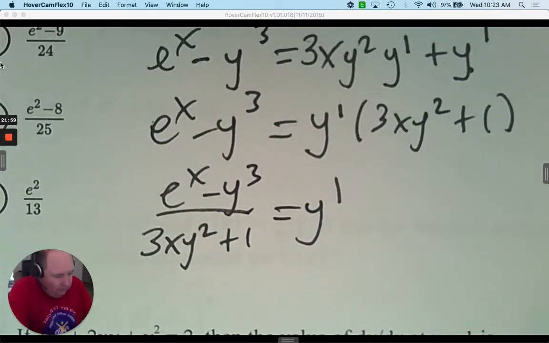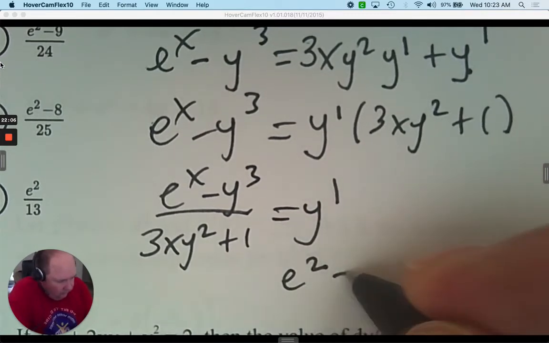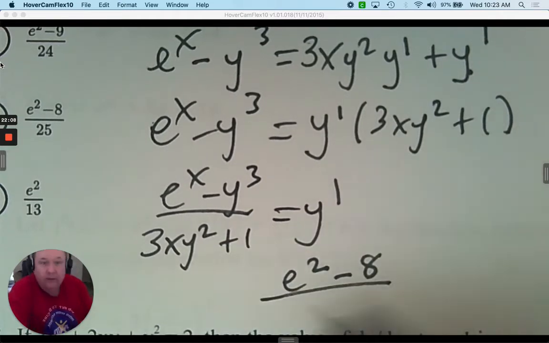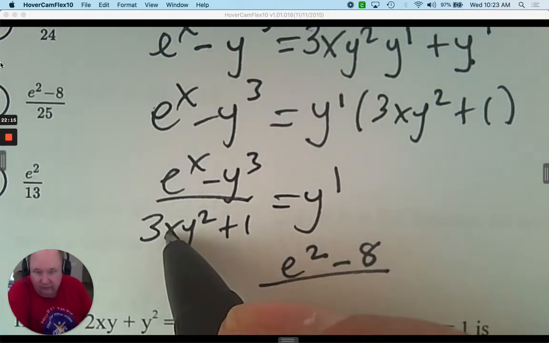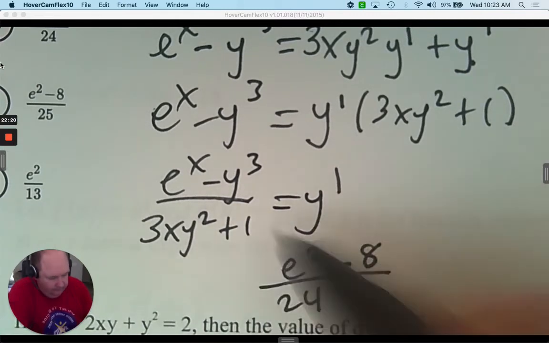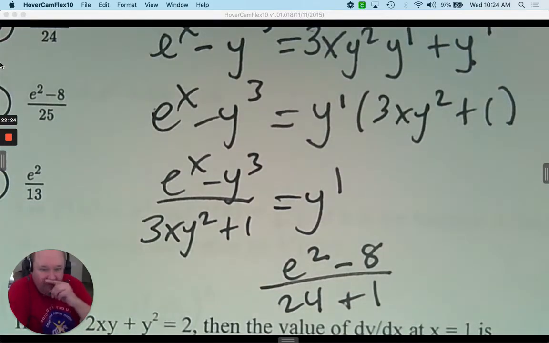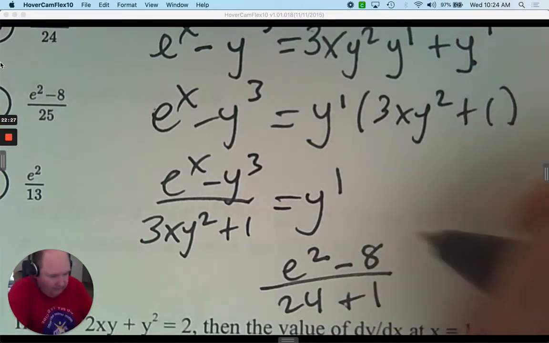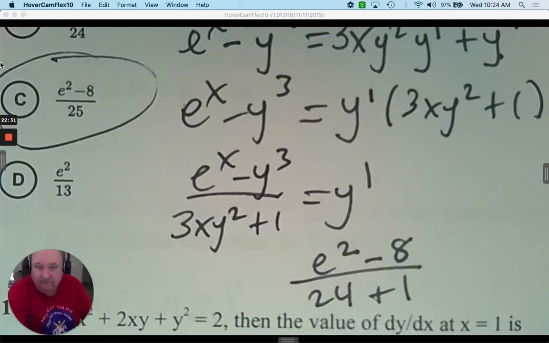At this point, we're going to plug in 2. So 2 for x and 2 for y. So 2 cubed is 8. 2 for x and 2 for y. So 3 times 2 is 6 times 4, I get 24. And that's the answer I get. E squared minus 8. 24 plus 1. Well, that's 25, isn't it? So the answer is C.